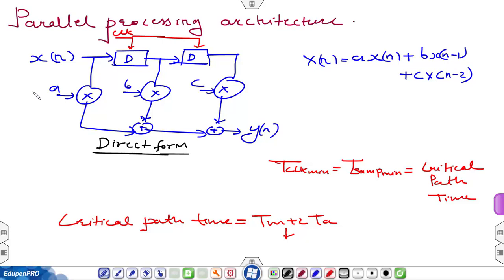So before starting with the new topic, that is parallel processing architecture for FIR filter, I would like to slightly recap the concept of pipelining. So I had started with this filter direct form, which is represented by this equation a of xn plus b of xn minus 1 plus c of xn minus 2, and the minimum clock period was equal to minimum sampling time, and that was in turn equal to critical path time, and the critical path time of this direct form was tm plus 2ta, and we have applied pipelining.